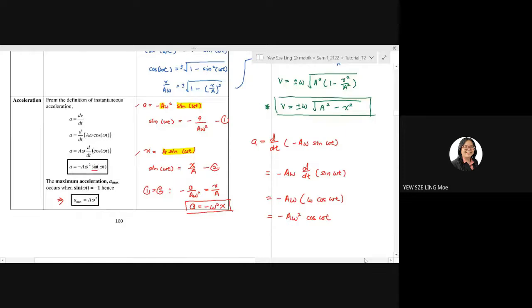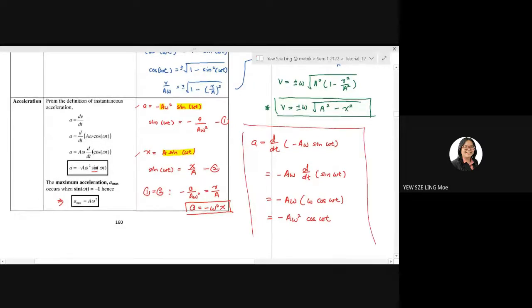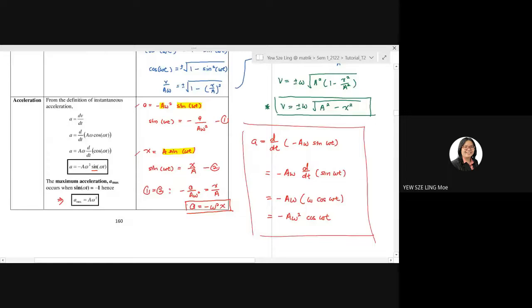So again, I give you 2 minutes to write it down. You can write down both, the one for the differentiation and also the one for the derivation. So 2 minutes for you to write down both.